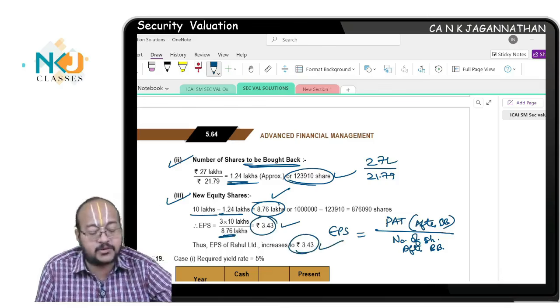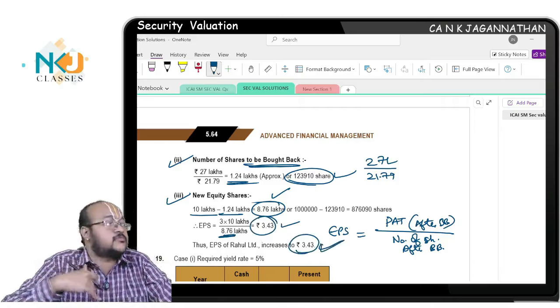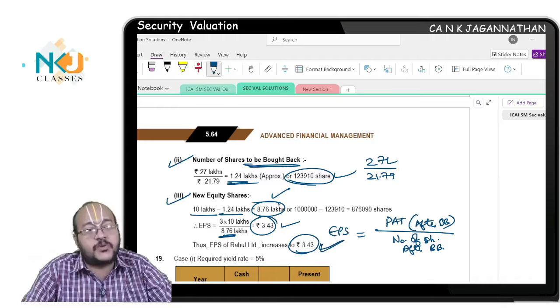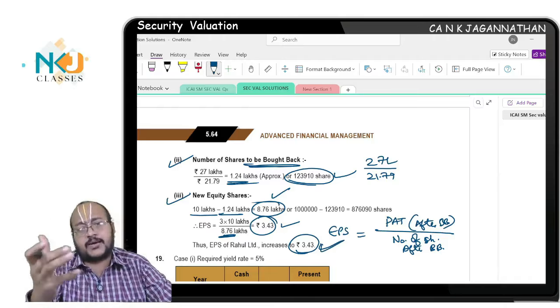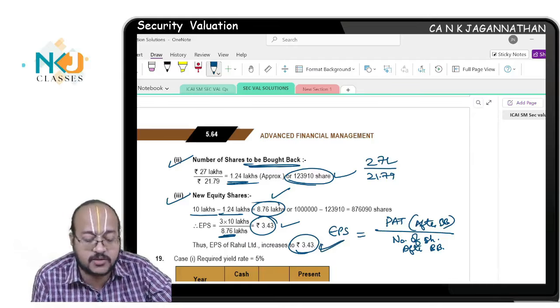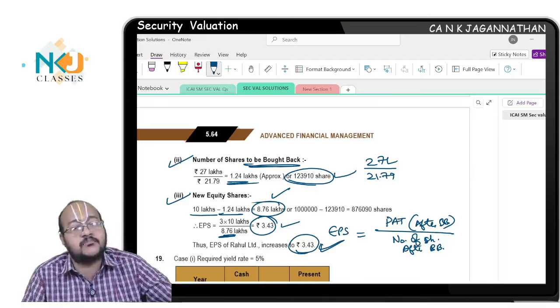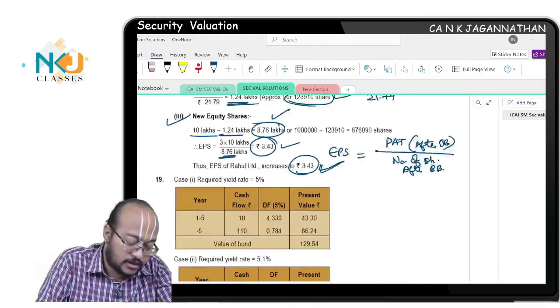The revised EPS is higher. Always remember, buyback will enhance the EPS, because due to the buyback the number of shares gets reduced. Our denominator, the number of shares, is getting reduced, which means the same wealth is shared by fewer shares. Hence, the earnings per share will increase.